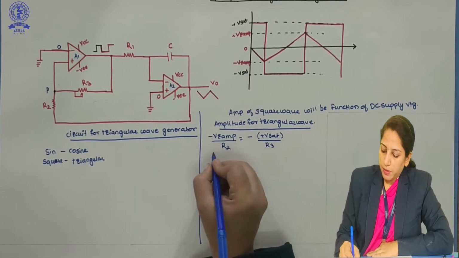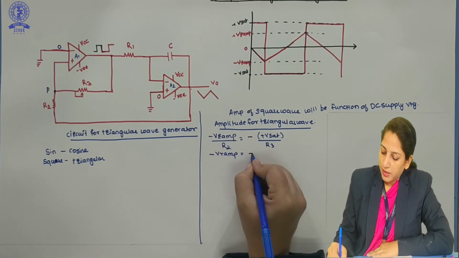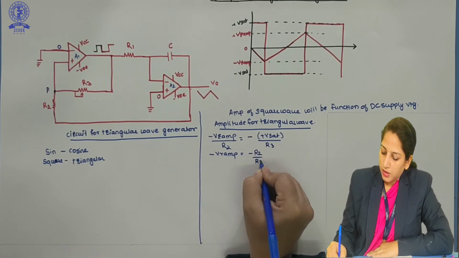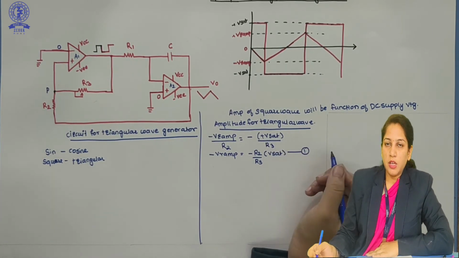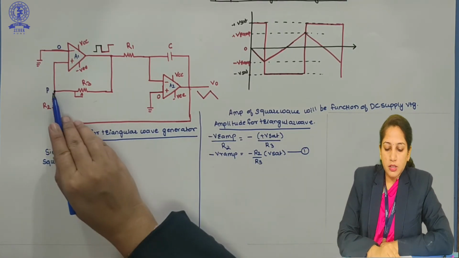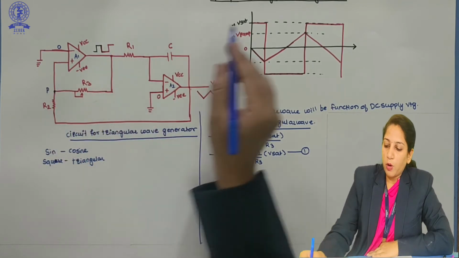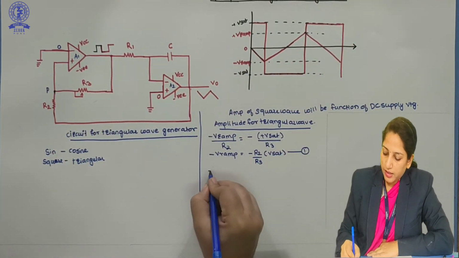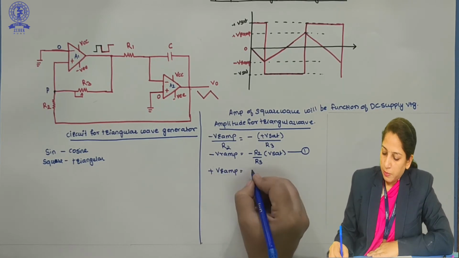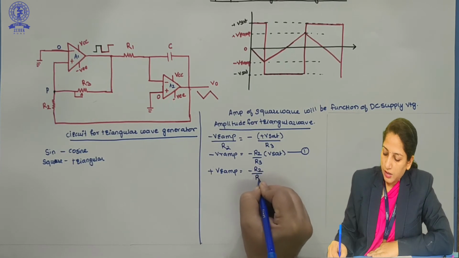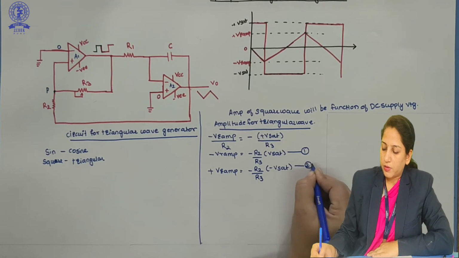Okay, so I will just simplify this. It will become minus V ramp is equal to minus R2 upon R3 V saturation. So this will be my first equation. Similarly, for the other one, my plus V ramp, for example, when it goes from plus V saturation to minus V saturation, at that time it will become plus V ramp is equal to minus R2 upon R3 minus V sat. So this will be the other equation.